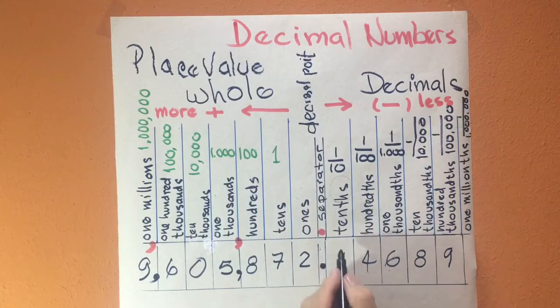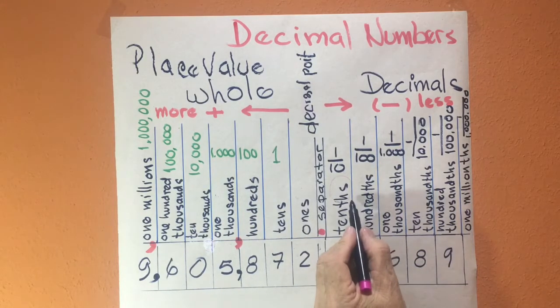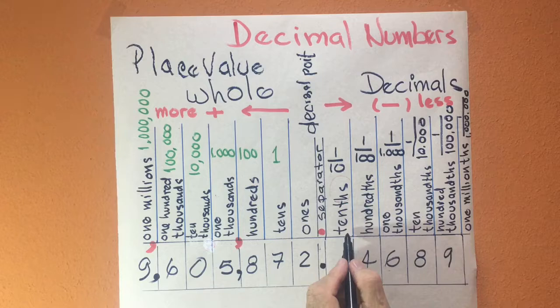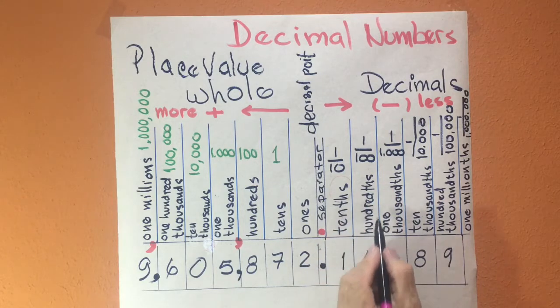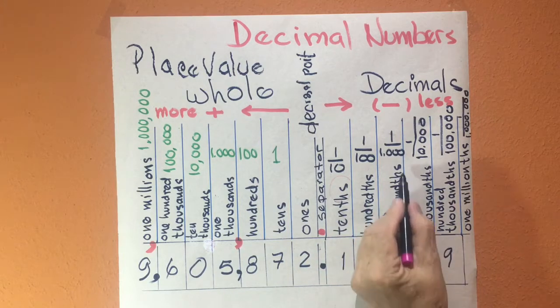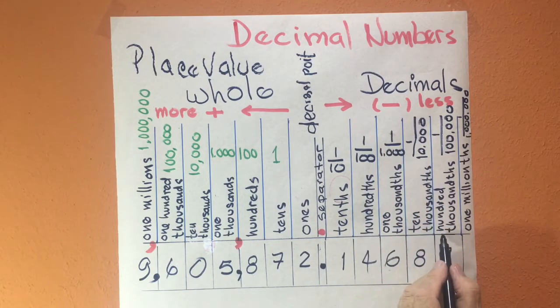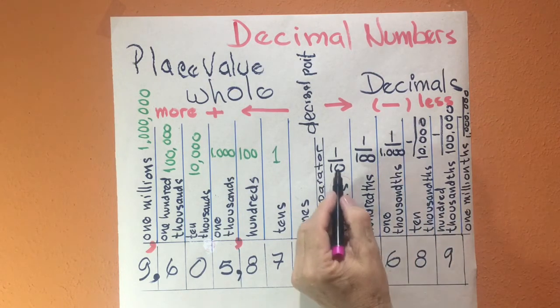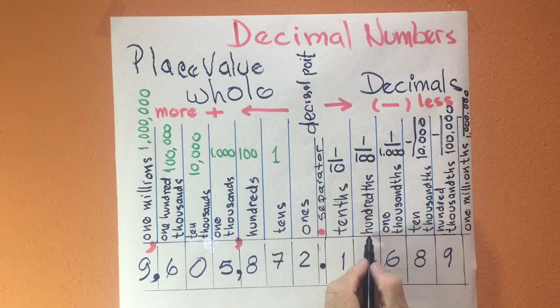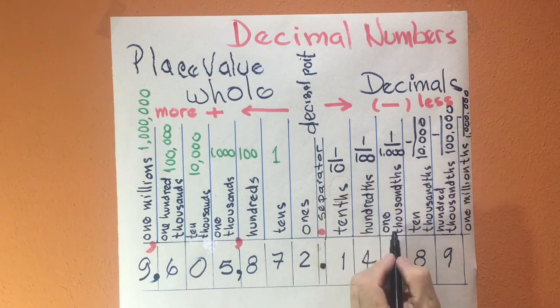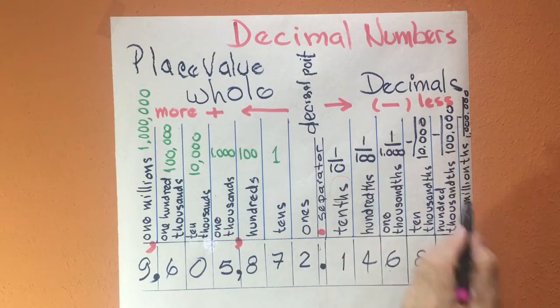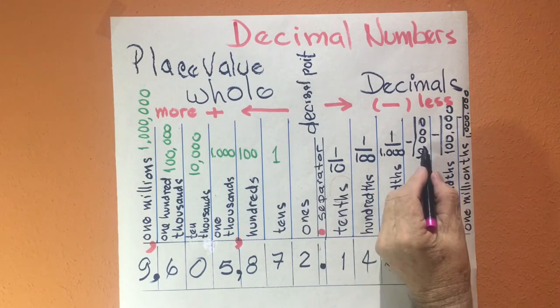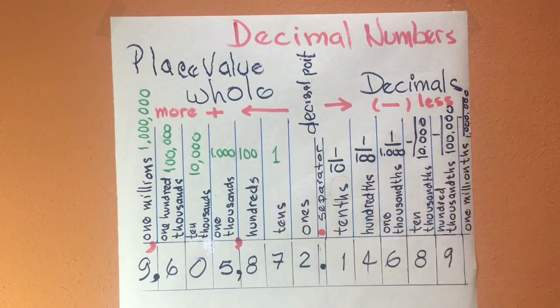Okay, so we have the tenths. As you can see, we finish these names with th: tenths, hundredths, thousandths, ten-thousandths, hundred-thousandths. And you can see it: one tenth is 1/10, one hundredth is 1/100, and one thousandth is 1/1,000. And so on, 10,000, 100,000, and we have 1,000,000, if you go all the way to the right.